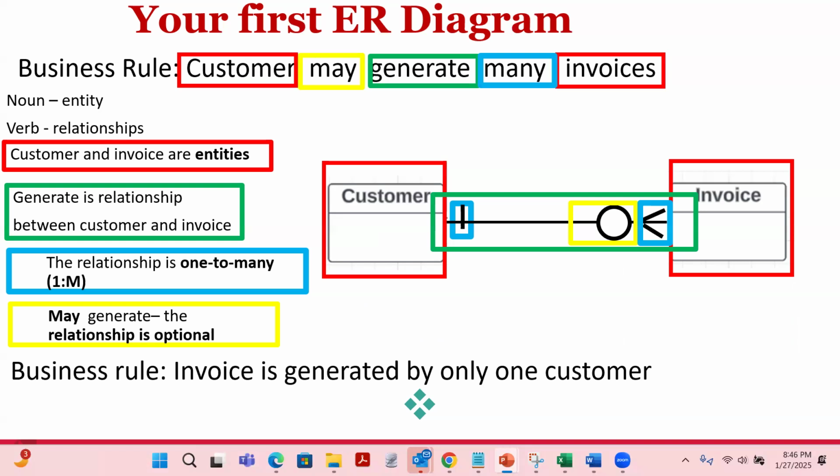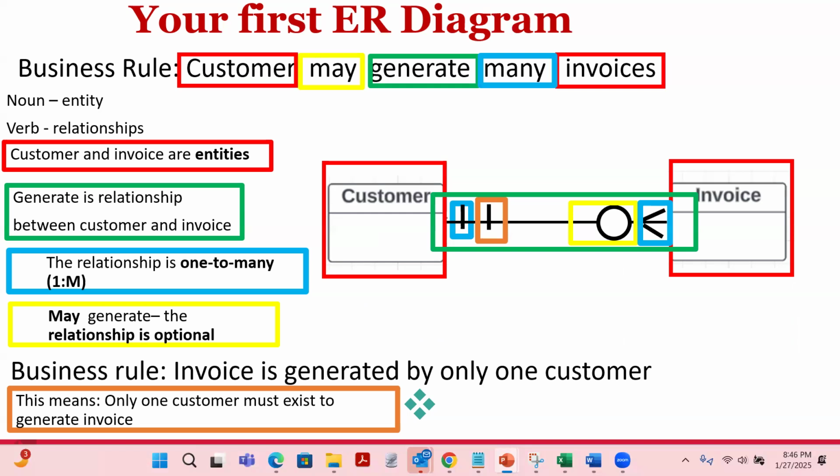And that last business rule tells us exactly what we need. So this means that only one customer must exist to generate an invoice. So it's mandatory to have a customer for the invoice. Customer's invoices are optional because of this "may" word, but because of the second business rule, we know that the customer must exist for an invoice.